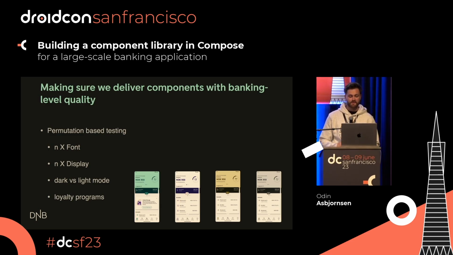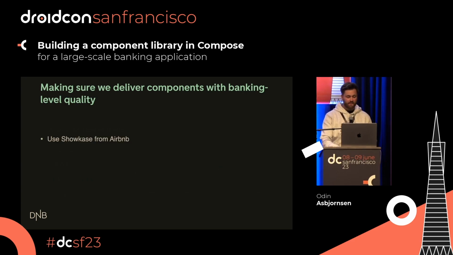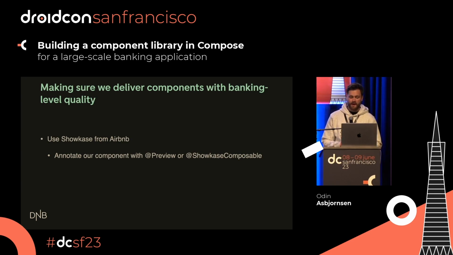One of the things that we used was a library from Airbnb called Showcase. And this helps us a lot. This is using KSP, which is an annotation processor. It basically means that if you have a preview or a function that you can add the @Showcase composable to, then it will generate an APK where you can browse your components in all of these types of configurations that you want.